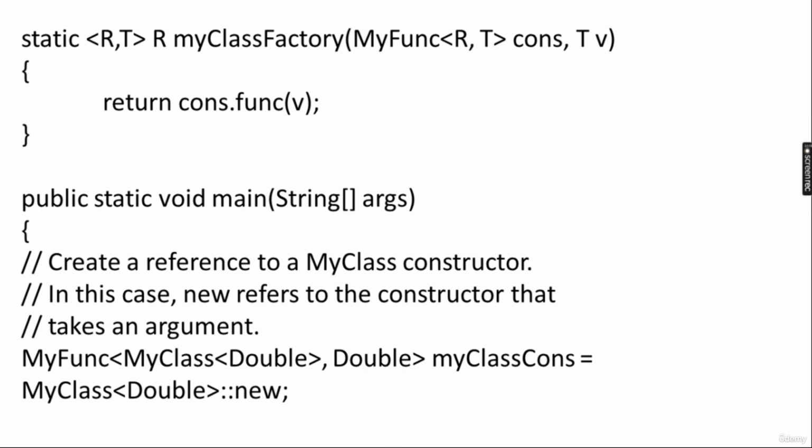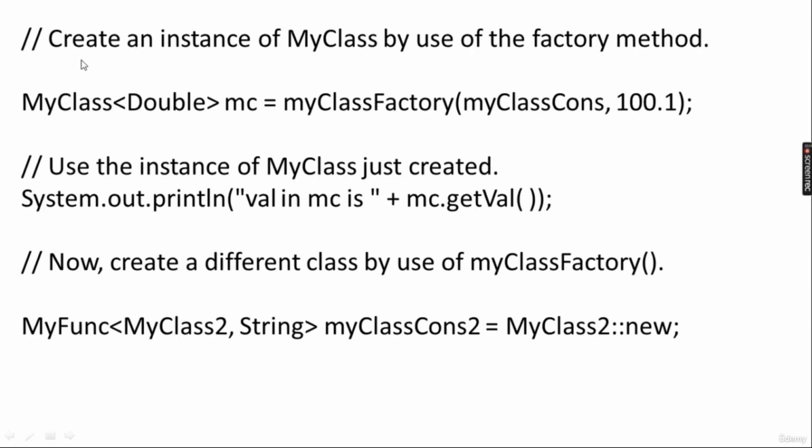And double. So here one parameter is double, my class double, and the second is double. And this is my functional reference variable name, my class constructor, and the constructor reference is created like my class double colon new. Okay, create an instance of my class by use of the factory method.